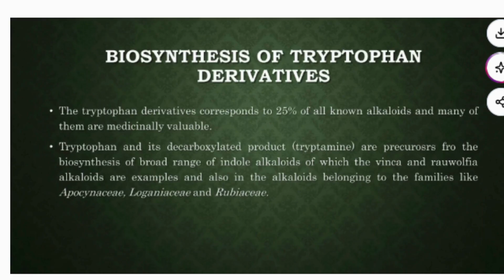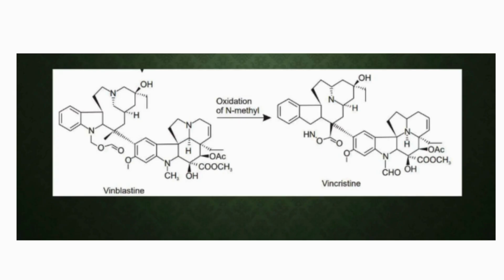Biosynthesis of tryptophan derivatives. The tryptophan derivatives correspond to 25% of all alkaloids and many of them are medicinally valuable. Tryptophan and its decarboxylated products like tryptamine are precursors for the biosynthesis of a broad range of indole alkaloids, of which the Vinca and the Rauwolfia alkaloids are examples, and also the alkaloids belonging to families like the Apocynaceae, Loganiaceae and the Rubiaceae. This is the general example of the tryptophan.